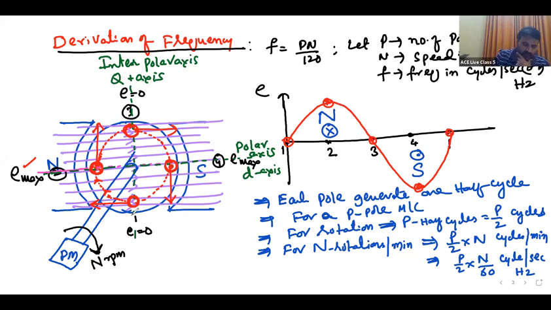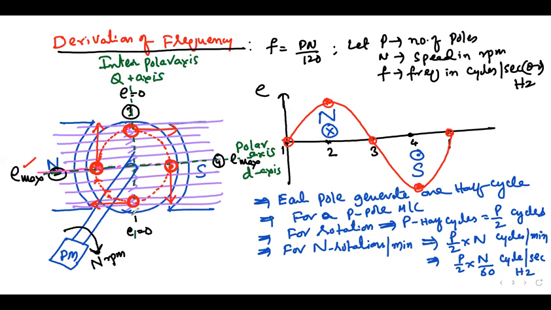In a two pole machine, within one rotation, how many half cycles? 2 half cycles. In other words, each pole generates one half cycle. If P poles are there, there are P half cycles, which is P by 2 full cycles.